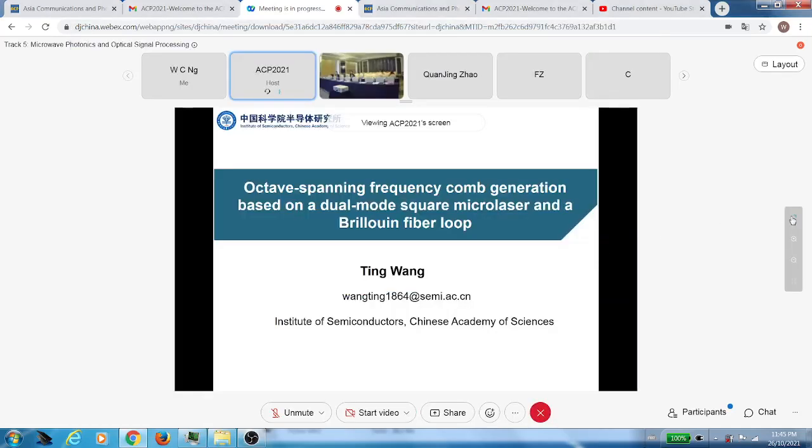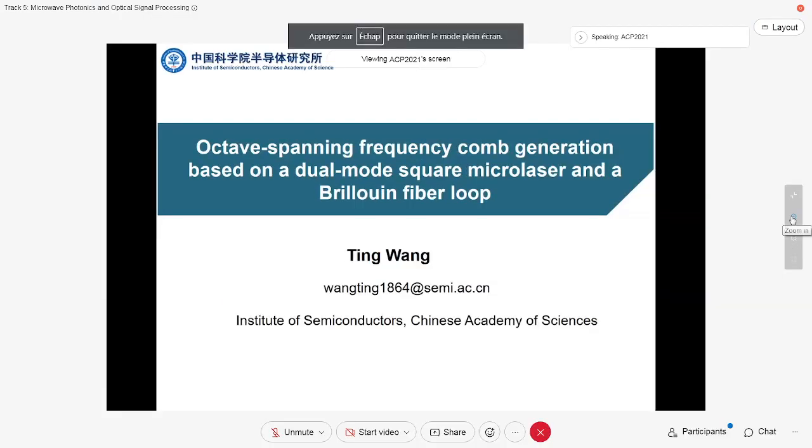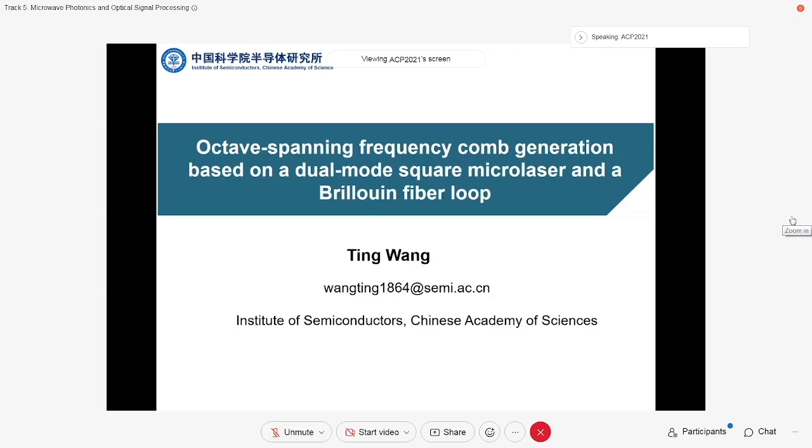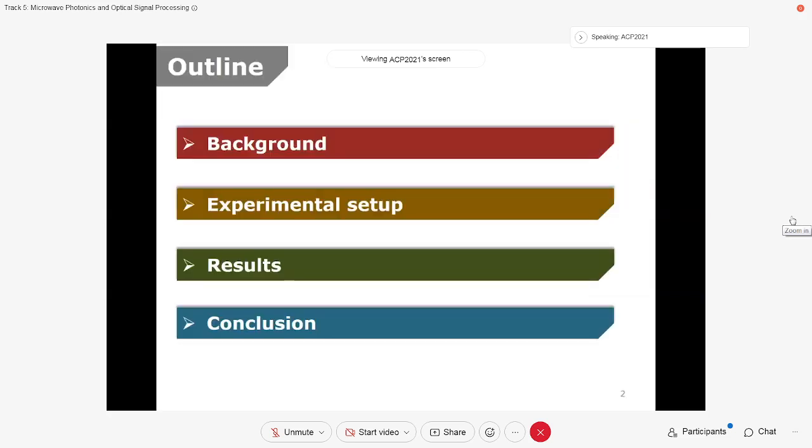Semiconductors. It's my honor to be here to share our research with you. The title of our research is Octave Spanning Frequency Comb Generation based on a dual-mode square microcavity laser and a Brillouin fiber loop. Here is the outline. I'm going to introduce our work in 4 parts.